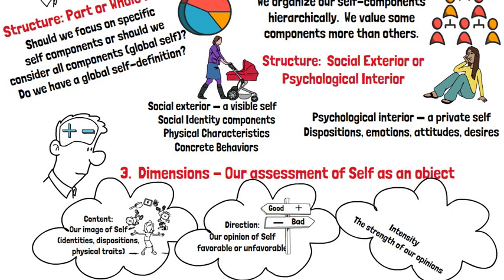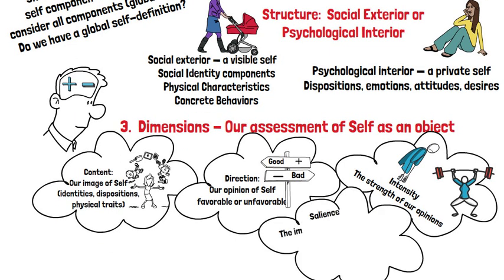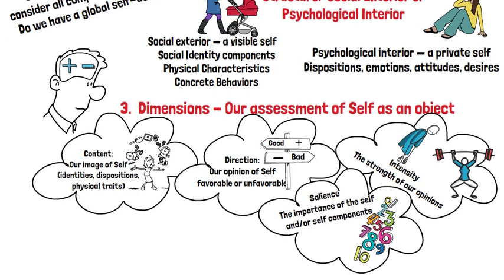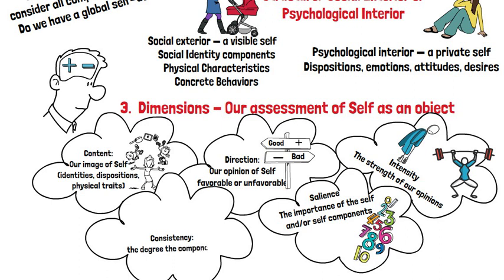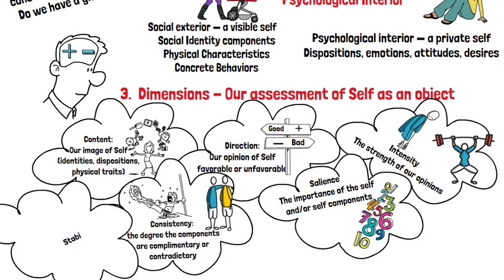Third is the intensity or the strength of our opinions of our various self components or our global self image. The next dimension that we can assess the self on would be salience, and this is the importance of self or a self component. In research in this area, we talk about identity salience. How important is a component to our overall definition of self? The fifth dimension is consistency, and this is the degree that the components are complementary or contradictory.